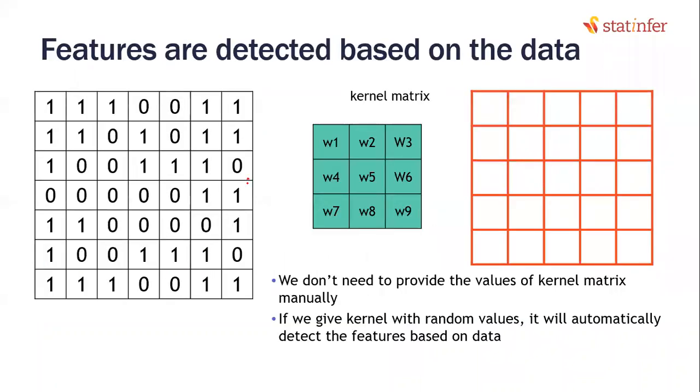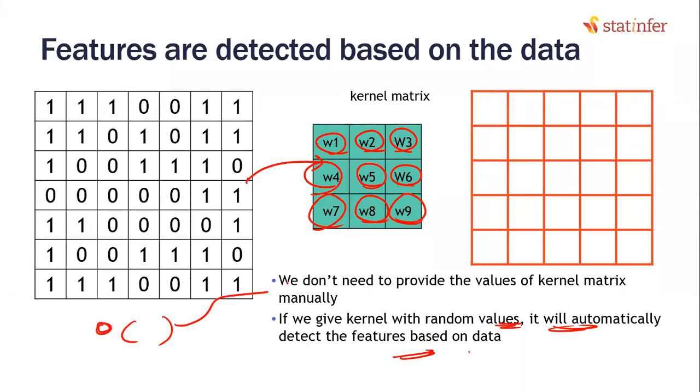So we have the data, we apply the kernel matrix. The kernel matrix will be initialized with random values. Every kernel matrix will end up like one feature detection. If we give a kernel matrix with random values, it will automatically detect features based on the data. If your data has curves, like a left open curve or a right open curve, then one of your kernel matrices will end up detecting this.